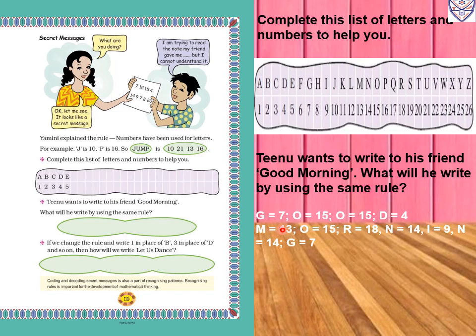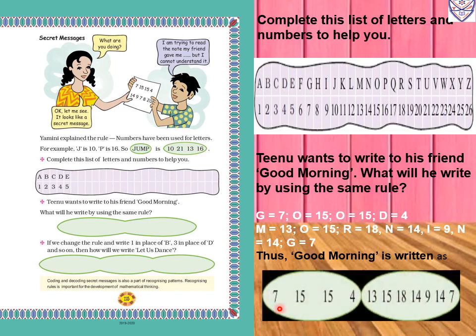Then for morning, for M we will write 13. Then O we will write 15. Then R we will write 18. Then for N we will write 14. Then for I we will write 9. Then for N we will write 14. Then for G we will write 7. So thus good morning is written as 7, 15, 15, 4 means good. Then morning 13, 15, 18, 14, 9, 14, 7. So this way good morning is written in numbers.